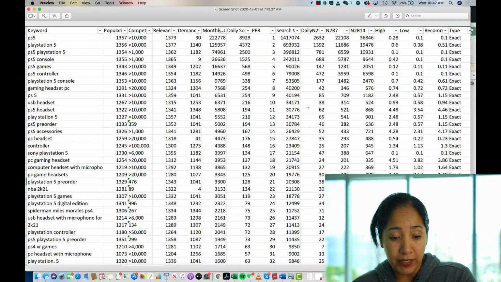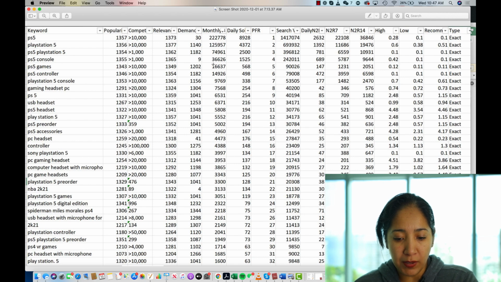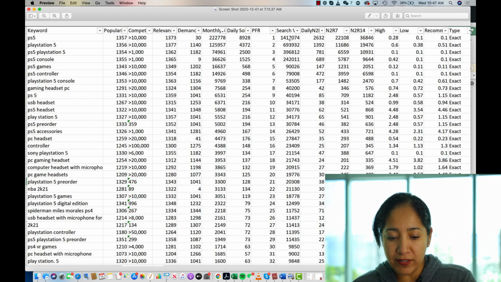All right, so here I am on my screen share, and this is the actual spreadsheet that I'm talking about that I shared on the previous PS5 video. And what it shows is the search volume, the amount of giveaways that it takes to rank number one, and a very special metric that I talked about in the last video called PFR.